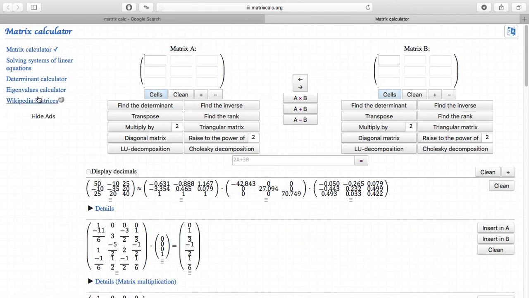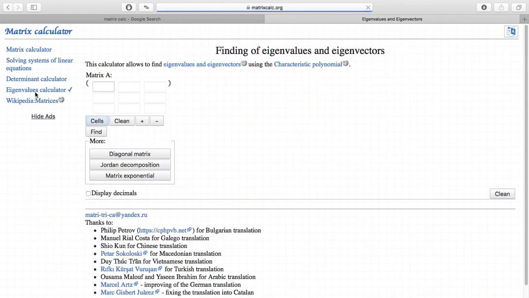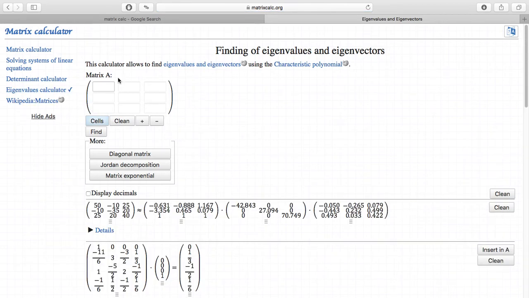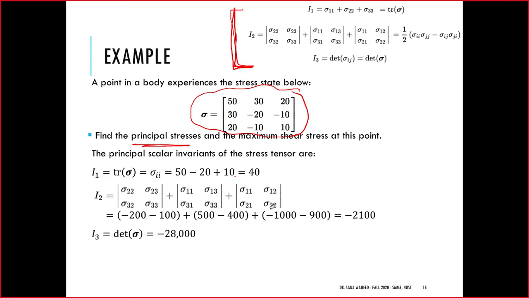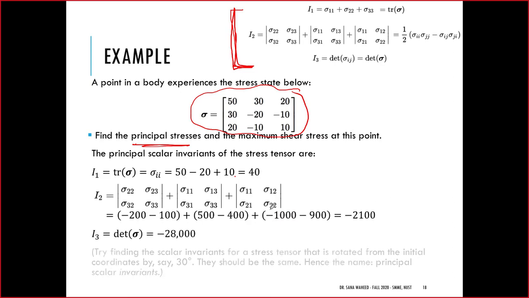So इधर ये देखें, इसमें eigenvalues calculator है, तो आप इसमें जाएं and you pop in your matrix and then click on find. It'll find us the eigenvalues. ठीक है जी. So we've solved, essentially we now know कि principal stresses or maximum shear stress कैसे निकालना है at a point, right? So I hope we're good with this.